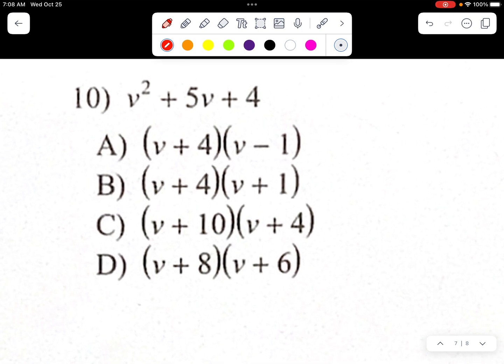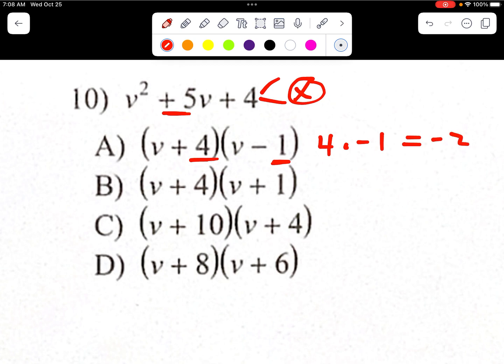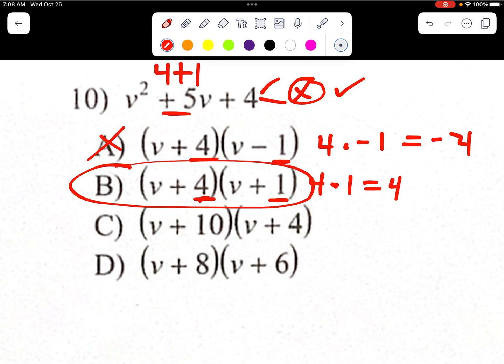All right, let's look at 10. So what two numbers can we multiply by that gives us 4, but when we put them together, gives us +5? So let's take a look at our multiple choice here. I know that 4 times -1, that's -4. I need a +4. That's not going to work. So let's look here. 4 times 1 equals 4. Check, that works. Now let's see if when we put them together, does it equal 5? 4 plus 1 is 5. Yes, my answer is B.